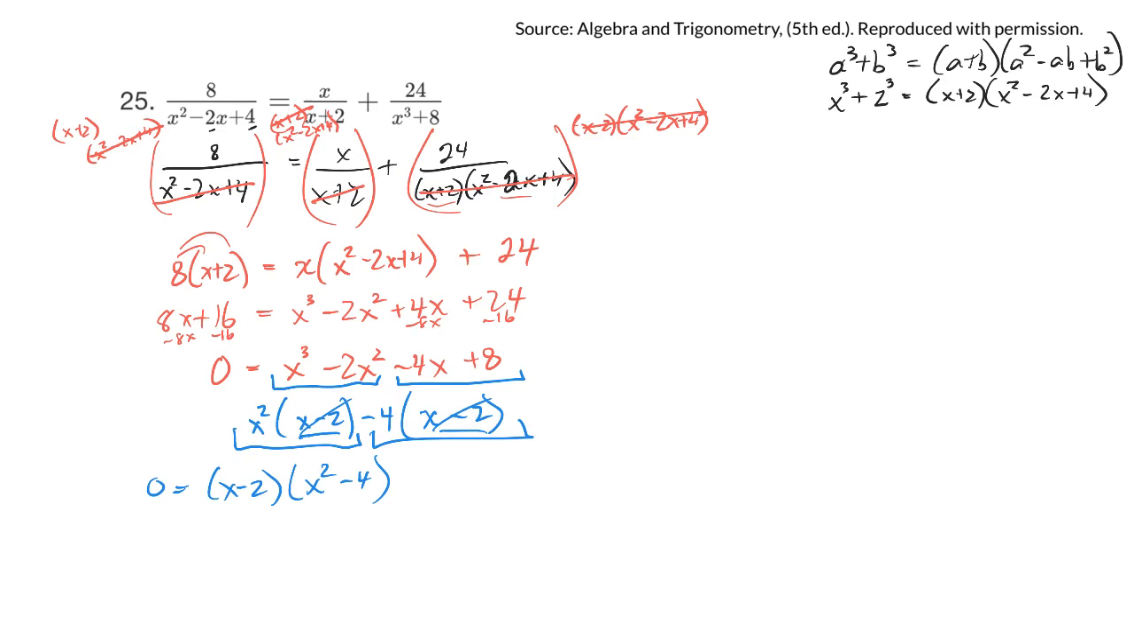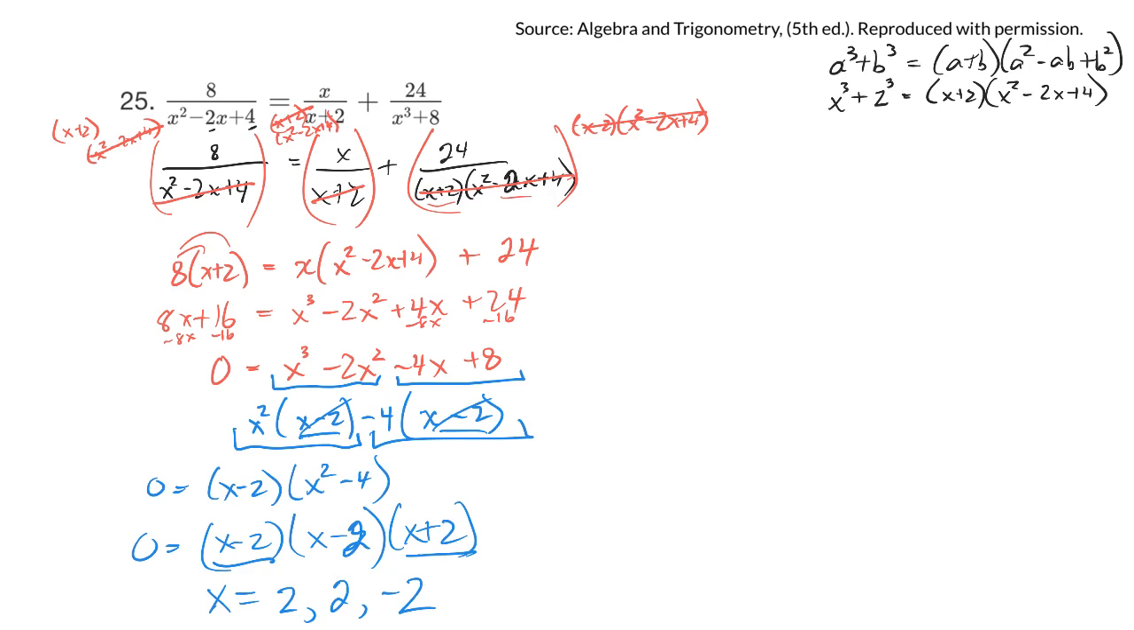So now x squared minus 4, I can factor that. So it'll be x minus 2 and x plus 2 equals 0. So to solve this, x can be either a positive 2 or a negative 2. And now let's go back and check.